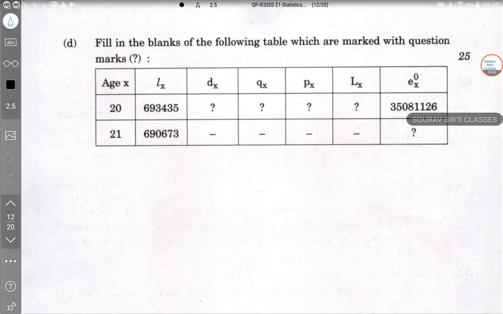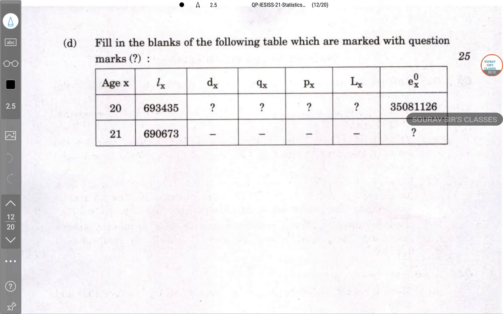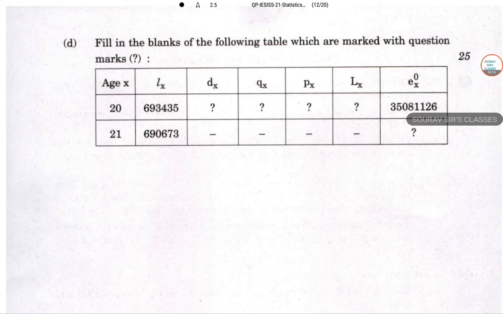Okay, we have the last one left. Fill in the blanks with the following table marked in the question. Ages have been given and we need to find it out. This one is a pretty interesting one. Let me just give you a short analysis of it.